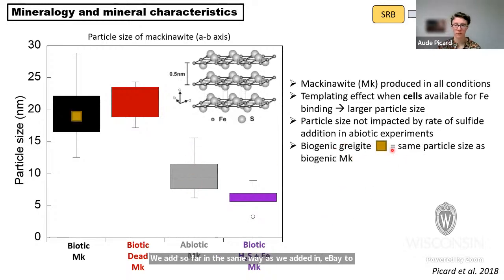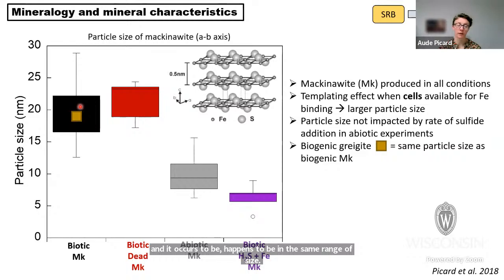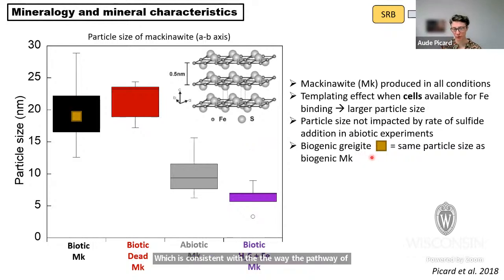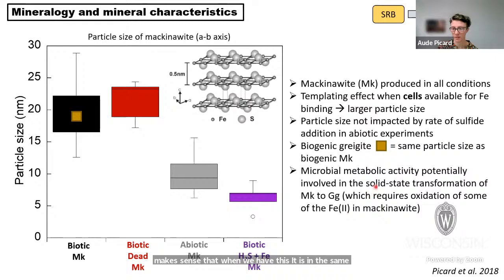So we can also calculate the greigite size, and it happens to be in the same range of size, which is consistent with the pathway of formation of greigite. Greigite is actually formed by the solid state transformation of mackinawite. So that makes sense that when we have this biogenic greigite, it is in the same size range as the mackinawite.